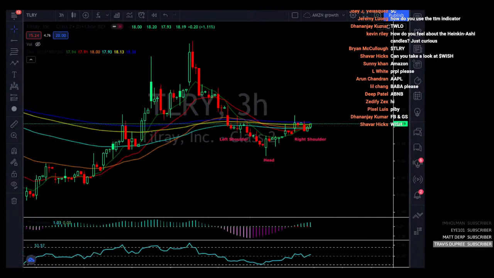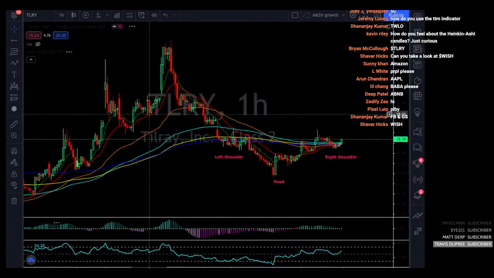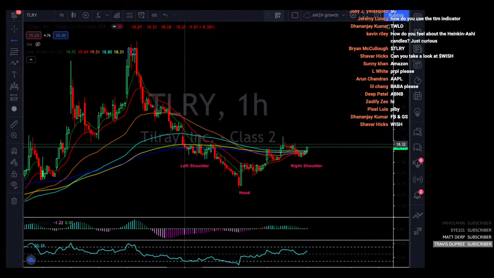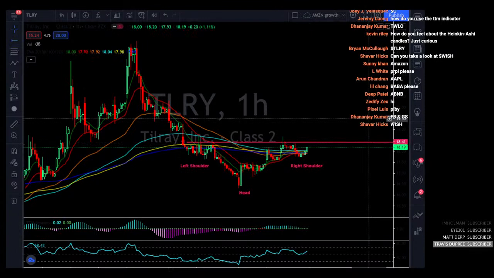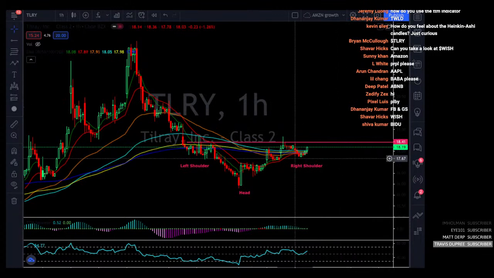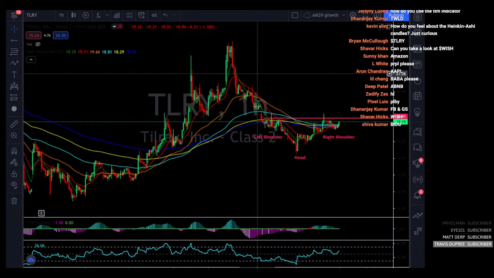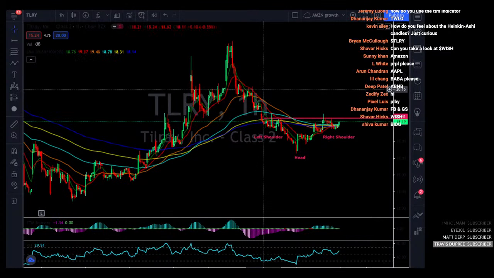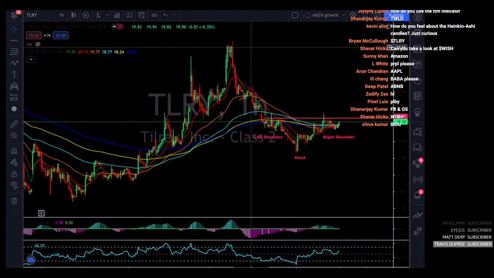So I do see an inverse head and shoulders if I go on the hourly chart, and I plot out the neckline. Tilray is going to have to break $18.41 to break the neckline resistance, which is where it's going to explode up. I'm expecting Tilray to test this $20 range. If it gets really good, around this $22 to $23 range for Tilray.